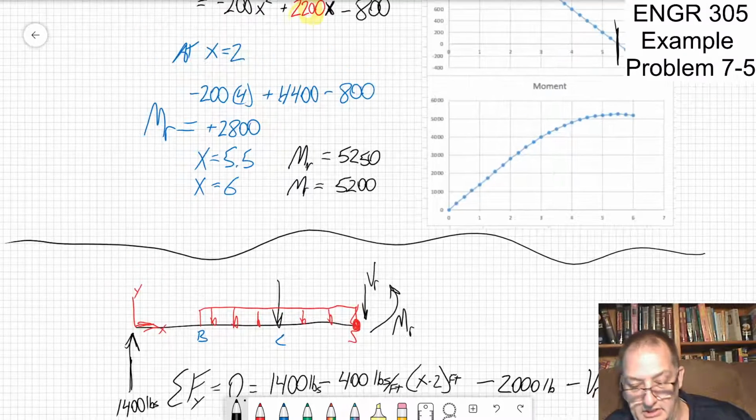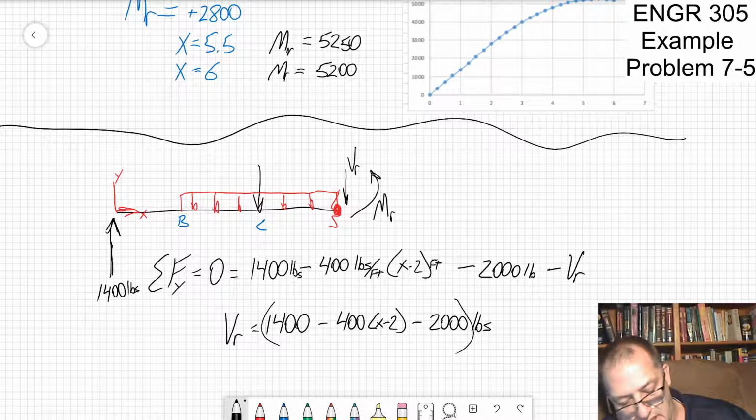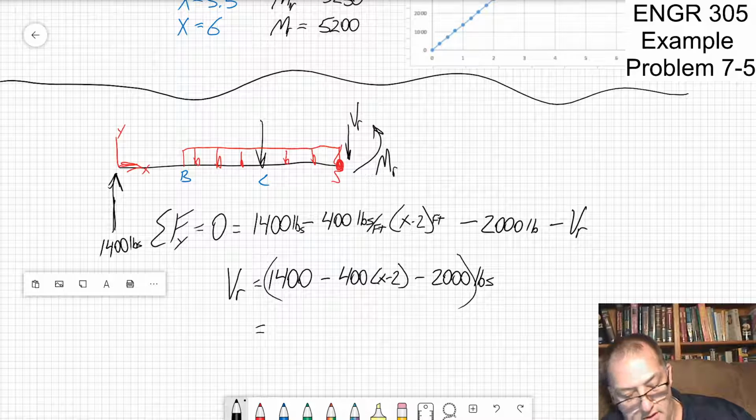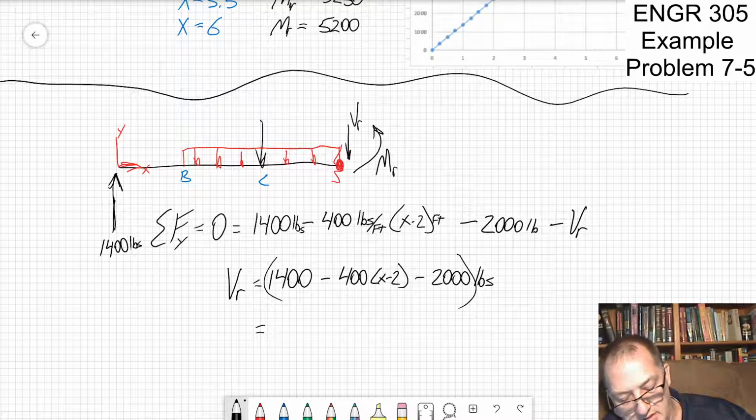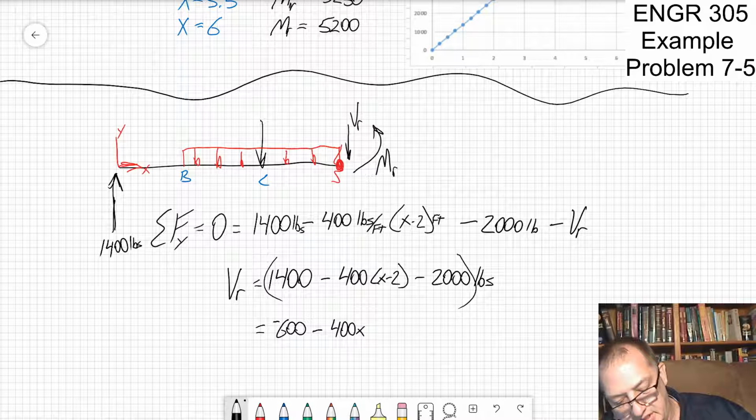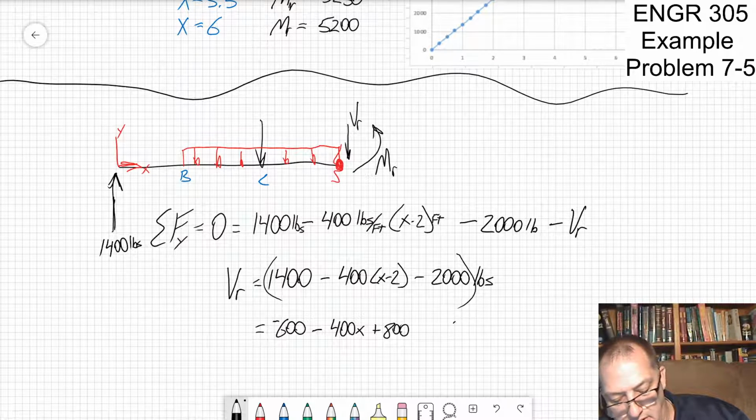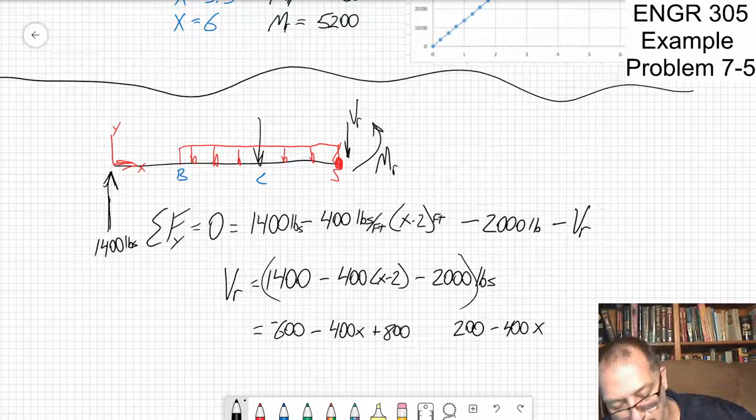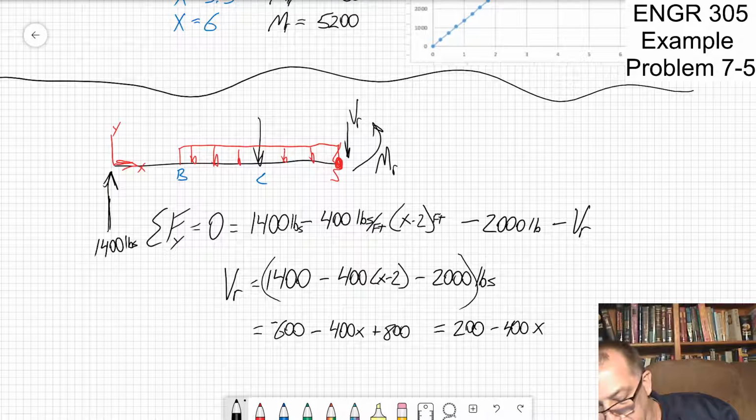So I could rewrite this to be equal to 1,400 minus the 2,000. That's just going to give me a negative 600. And then it's minus 400x, but it's a plus 800 there. So that's going to be 200 minus 400x. And this equation is valid for x between 6 and 8 feet.